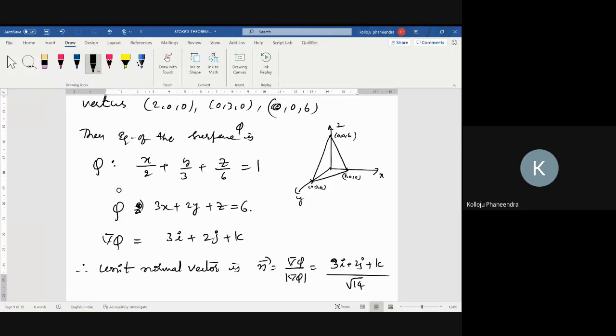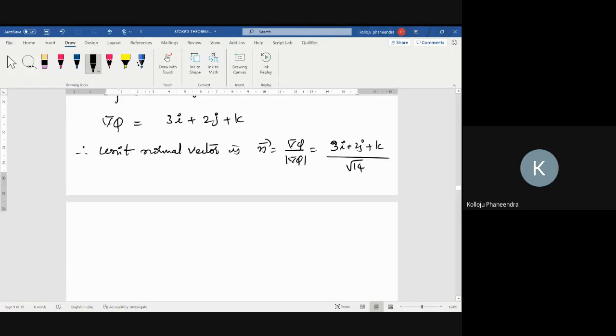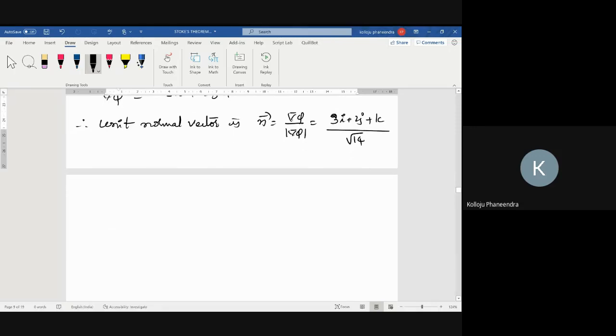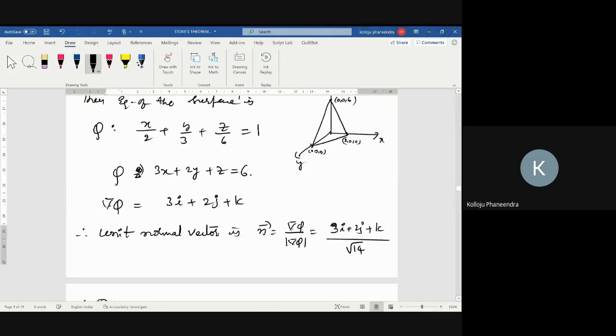Okay, now therefore everything is over, everything is finished. So let me substitute. Equation 1 is Stokes theorem: over C, f bar dot dr bar. What is f bar dot dr bar? It is given as x plus y dx plus 2x minus z dy plus y plus z dz, equal to double integral over S of del cross f bar. What is del cross f bar?